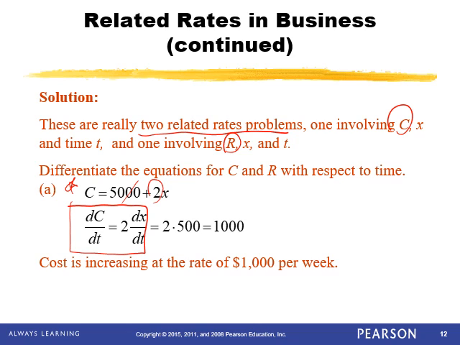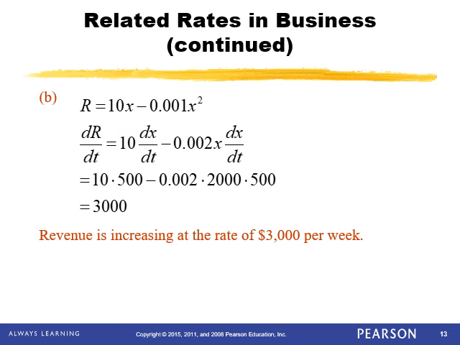dC/dt is equal to 2 dx/dt. Now dx/dt from the beginning is the rate of increase, which is 500 radios per week. So the cost is going to increase by a rate of $1,000 per week.